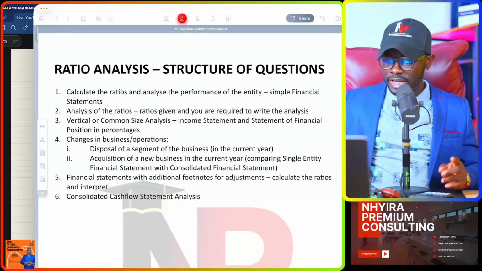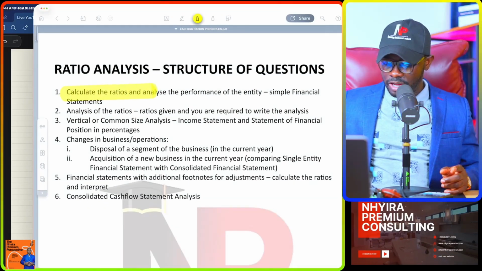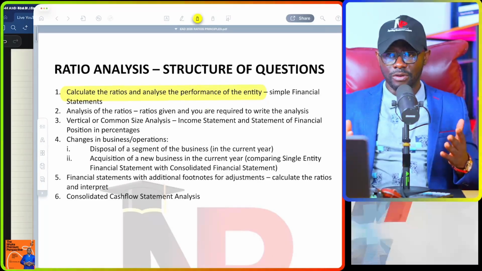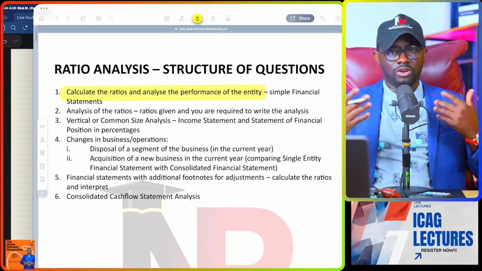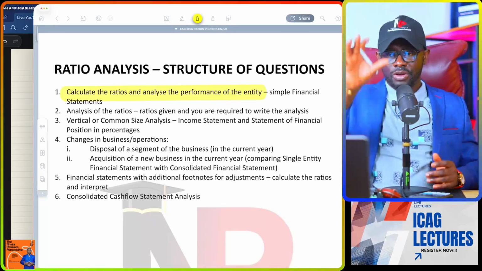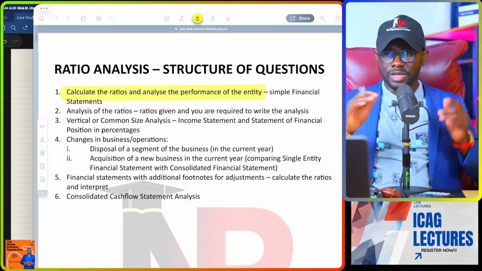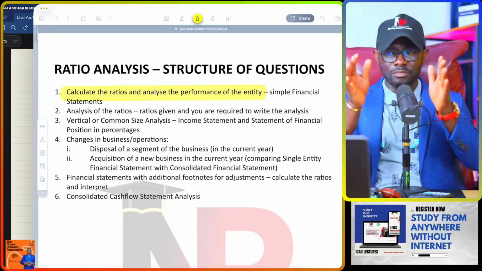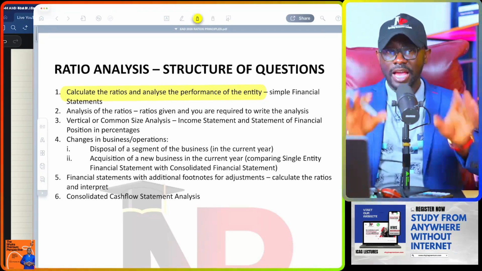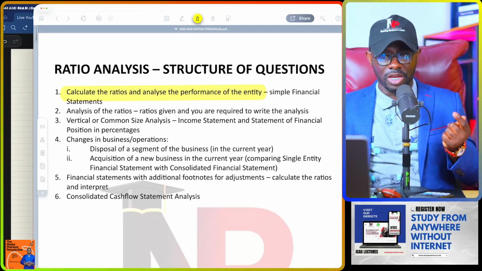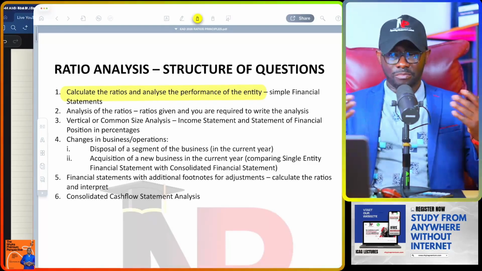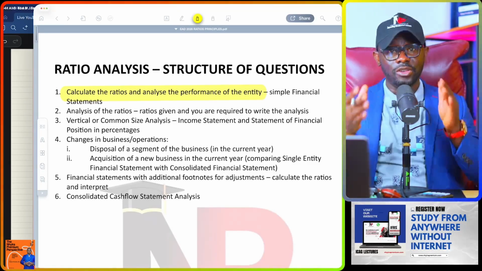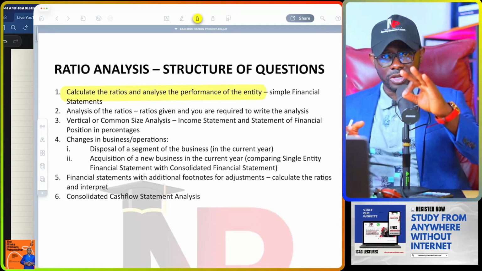The first one is simply to calculate the ratios and analyze the performance of the entity. This styling of question is the easiest. You are not going to be doing anything. You are just presented with financial statement. There are no nuances there. Just a simple financial statement, and you calculate some ratios, profitability ratios, liquidity ratios, efficiency ratios, and probably some investors ratios. Then you interpret. That's the first styling of question.